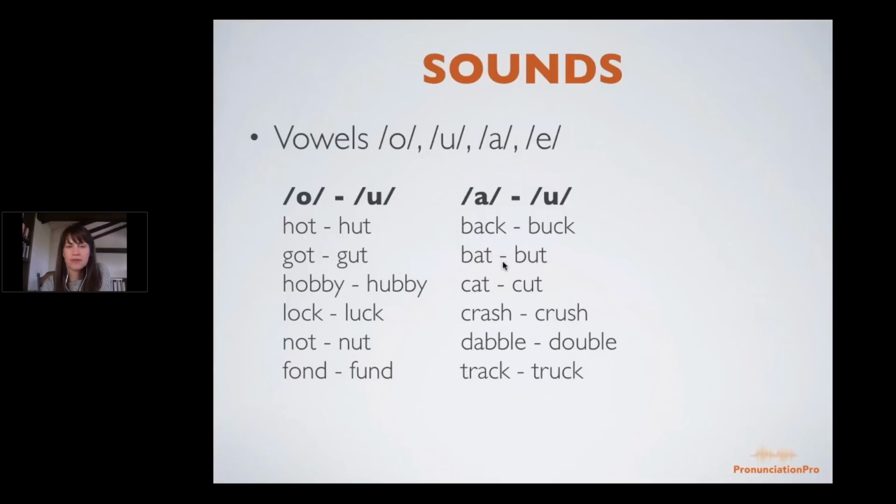Butt. Second one. Cut. Second one. Crush. Good. Then double. Double. Second one. Yes. Chalk. Second one. Chalk. Okay, so now contrast those.